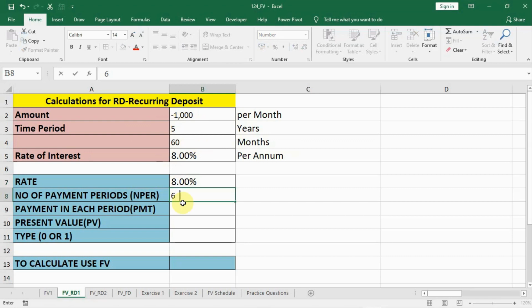So we'll have 60 here. The payment in each period we are making is minus 1,000 rupees. We'll call it minus 1,000. And the present value, we don't have any present value, it is 0 for us.